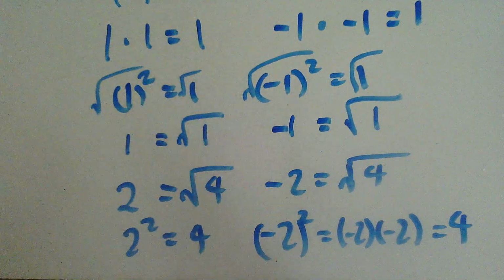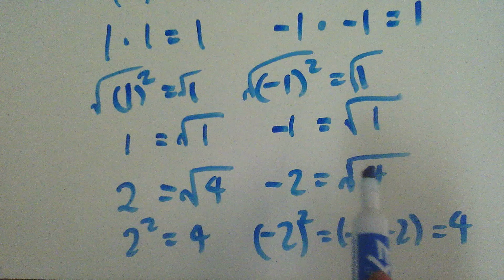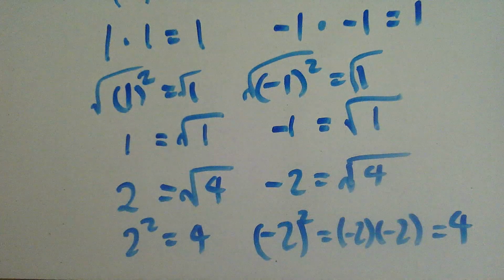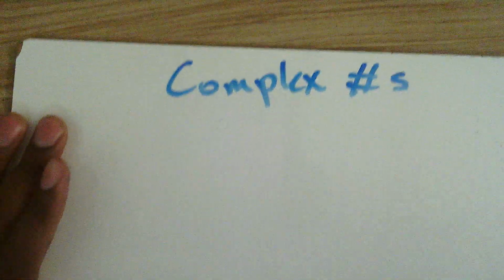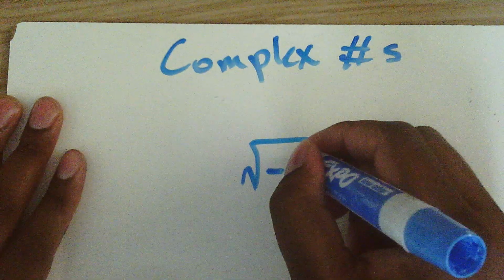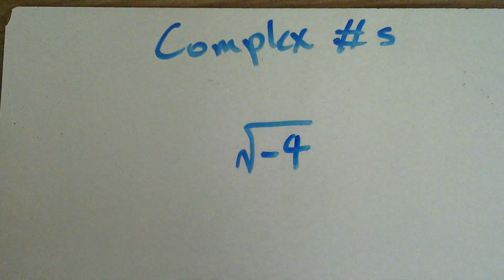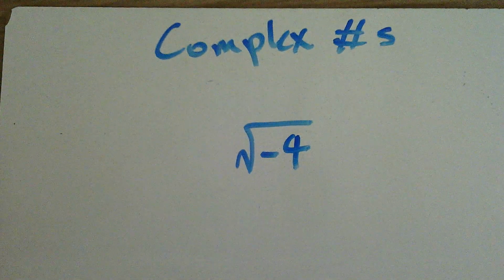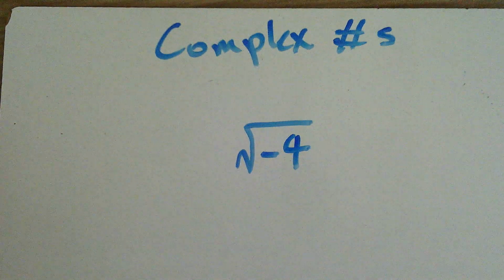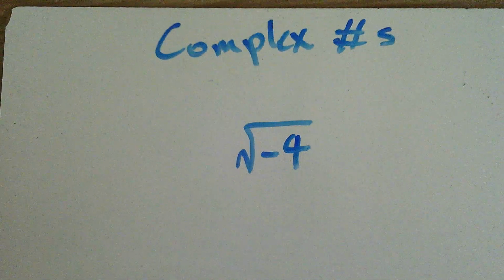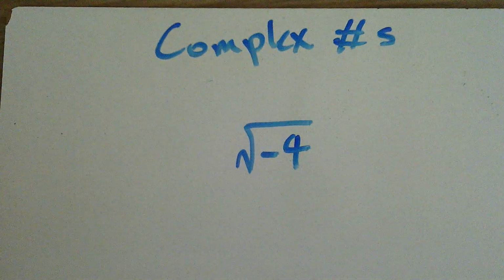What in the world does that have anything to do with anything? Well, think about it. If negative 2 times negative 2 is positive 4, and 2 times 2 is also positive 4, then what in the world does this mean? It can't be 2, because we know 2 squared is 4. It can't be negative 2, because negative 2 squared is also 4. So how do we deal with this? Well, in the reals, you can't.